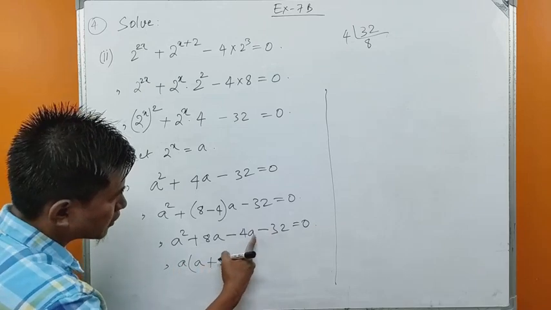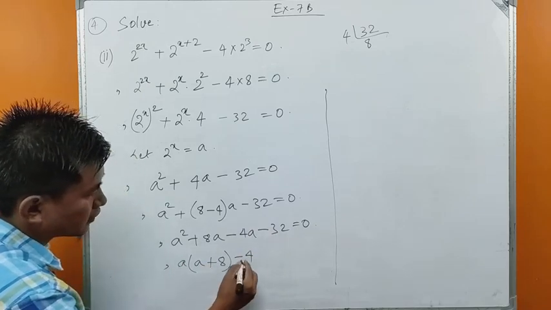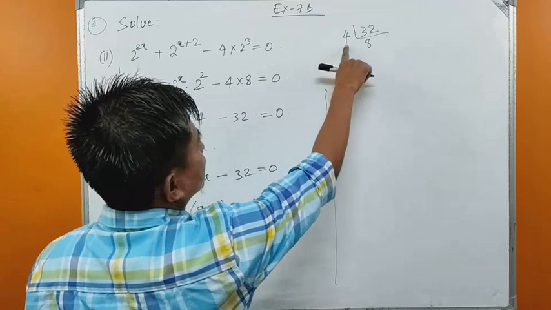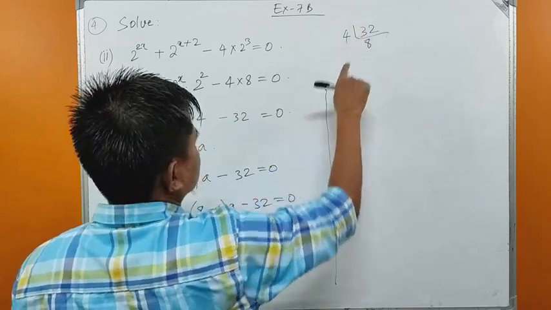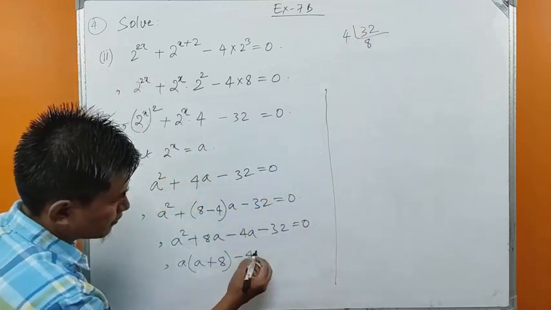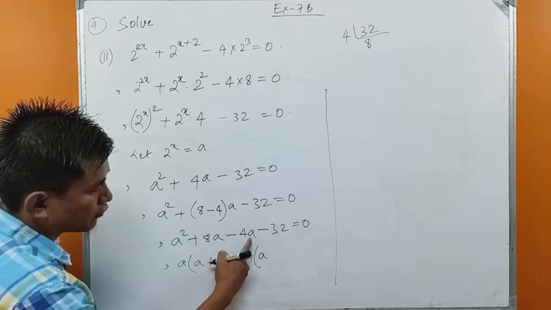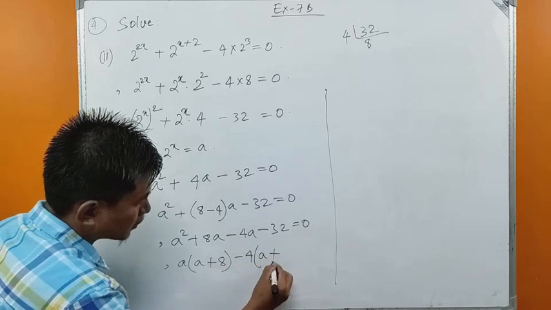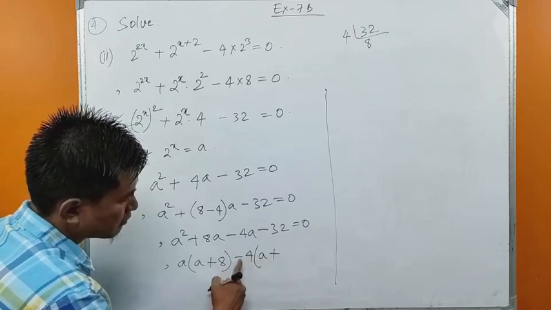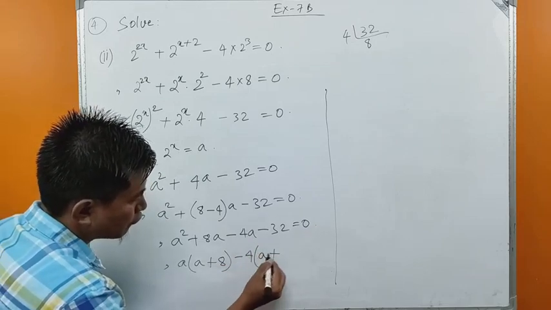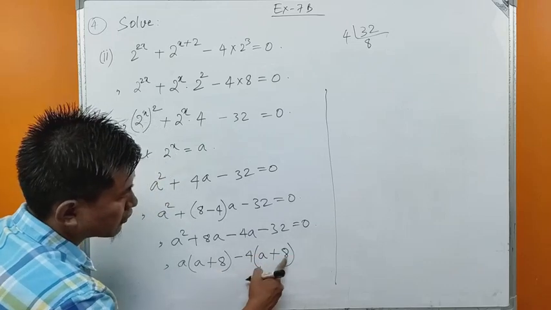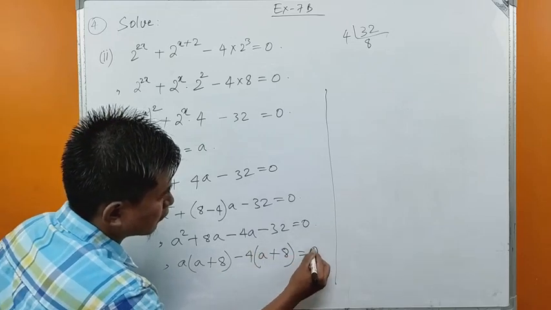And from these two numbers we have 4 common, isn't it? Because 4 is the factor of 32. 4 8s are 32. So 4 is taken as common. So 4 into a is 4a. Minus into plus. Minus into plus is minus. 4 8s are 32 equals to 0.